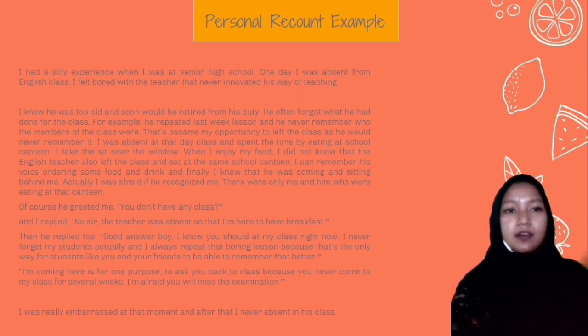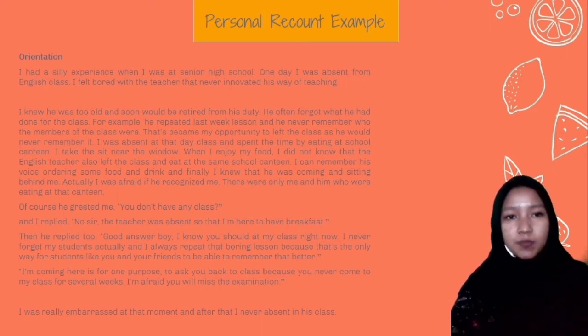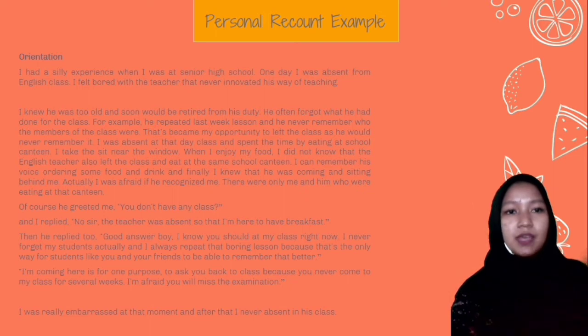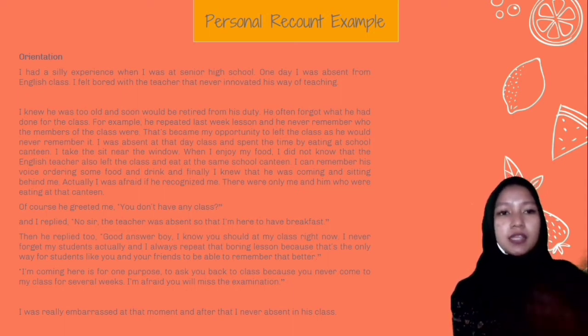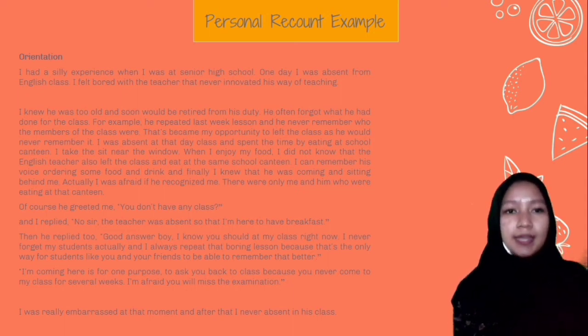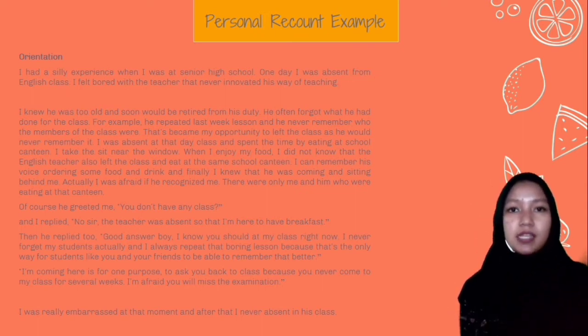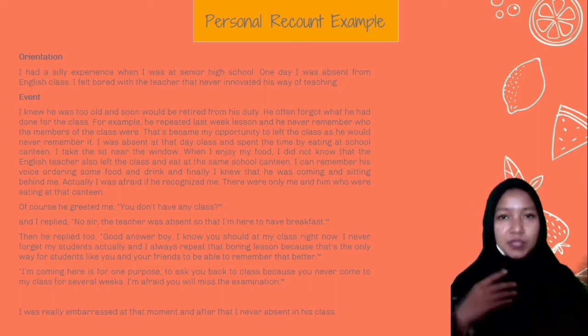Yeah, the orientation in this text is the first paragraph, which is, I had a silly experience when I was at senior high school. One day I was sent from English class. I feel bored with the teacher and that never innovated his way of teaching. This paragraph provides us the time setting of the story, which is when the writer was at senior high school, and then the events was from, I knew he was too old and soon, and so on. The paragraph tells us about the story.